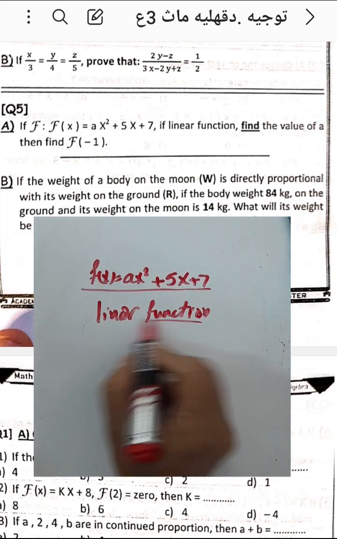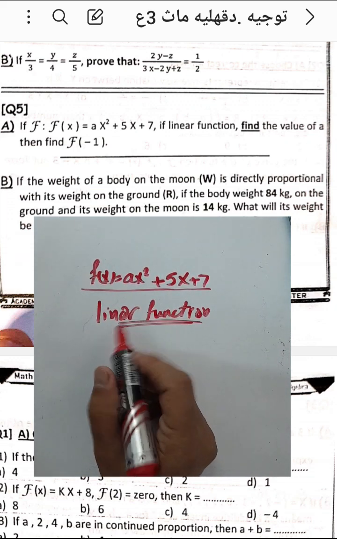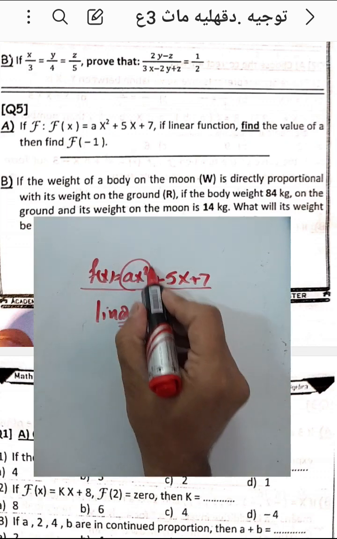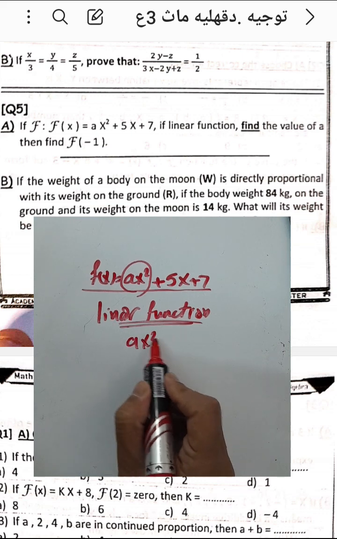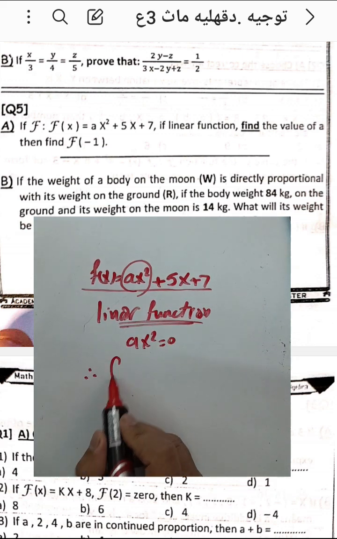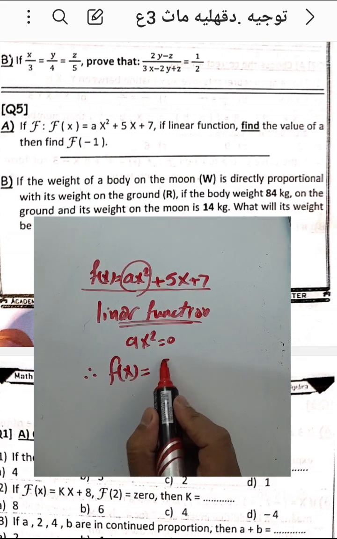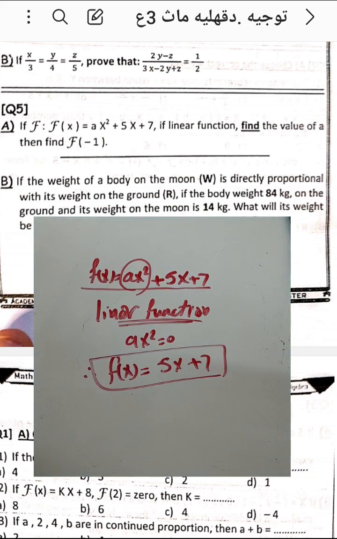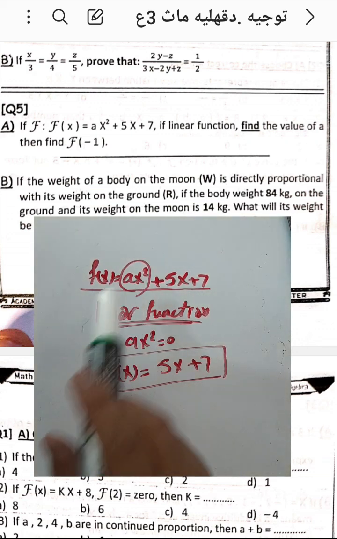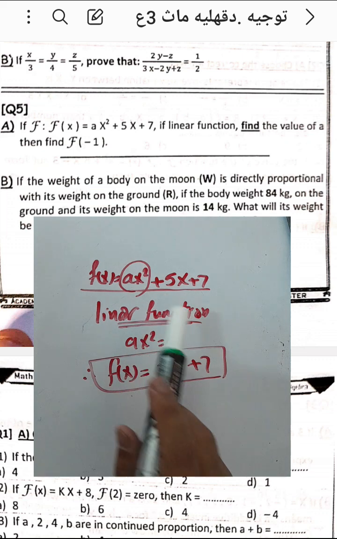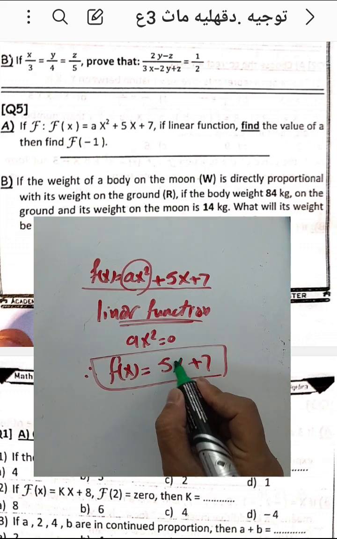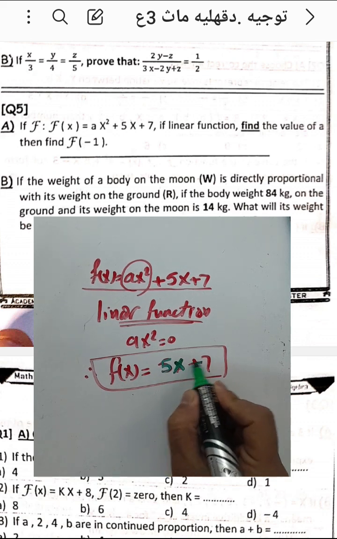What's the meaning of linear function? Linear function, it's this function power 1, so this term will be equal 0. Then ax power 2 equals 0. Then f of x will be 5x plus 7, because it tells us in the example this function is a linear function. This function was curved, but it tells us linear function, then this function will be the first degree. Okay, f of x equal 5x plus 7.